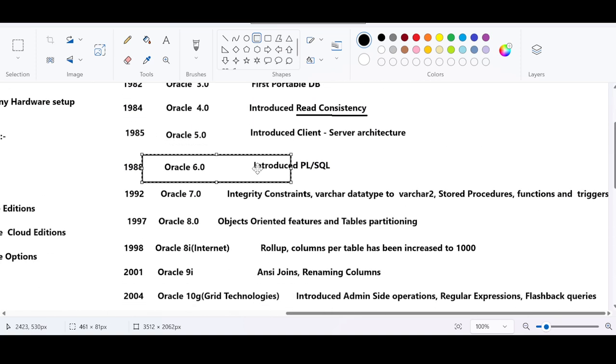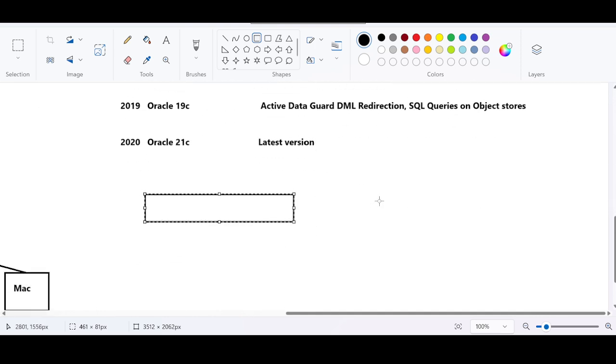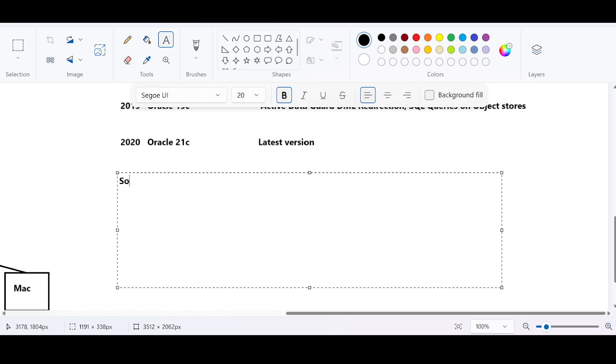And after discussing the versions of Oracle, you also need to discuss software installation. What is it? Software installation. When I say software installation, there are several editions to install this software.